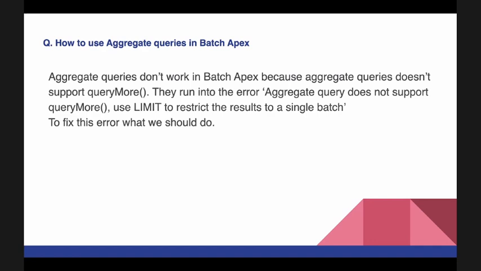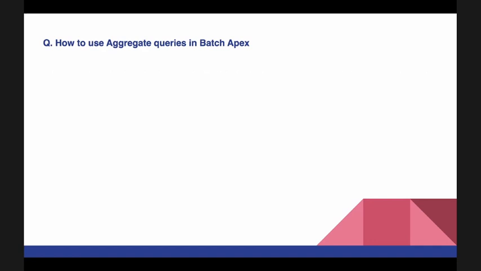Aggregate query does not work in batch Apex because aggregate query does not support queryMore, so it will give some type of exception. To fix that error, we should create an Apex class which implements Iterator, a second class which implements Iterable, and a third implementing Database.Batchable, which uses the Iterable in the start method of the batch Apex.